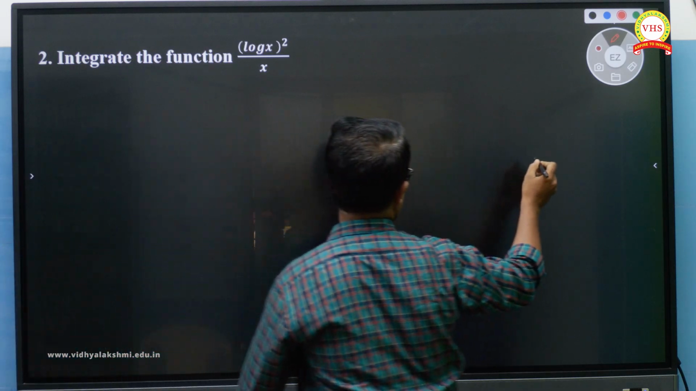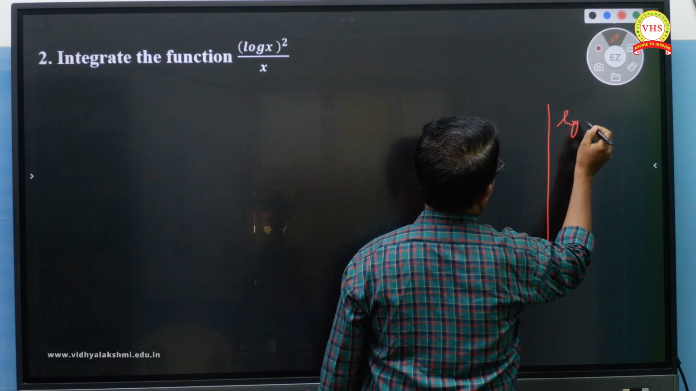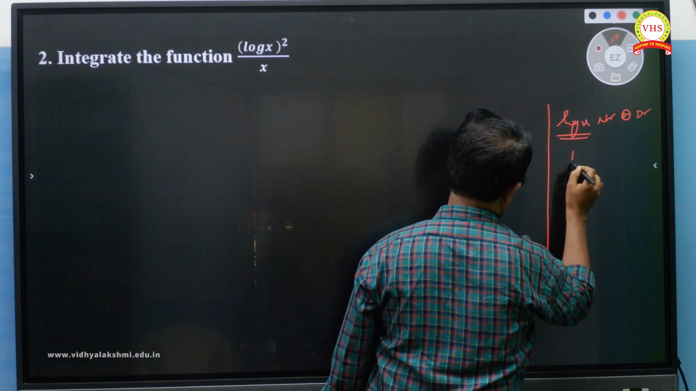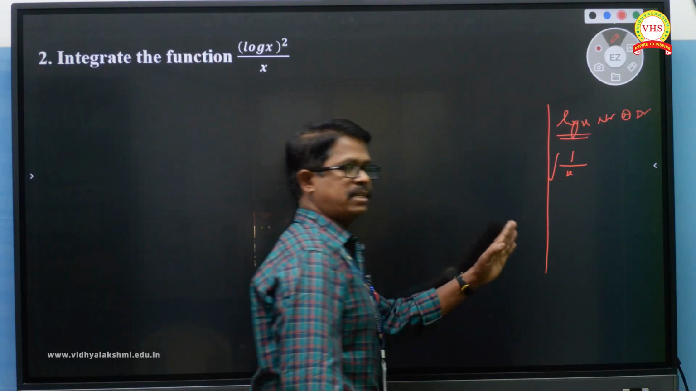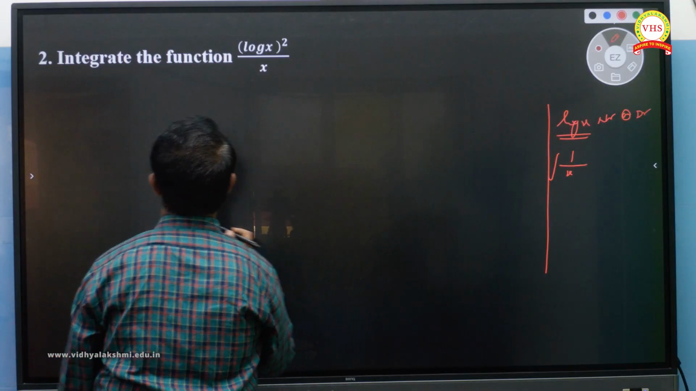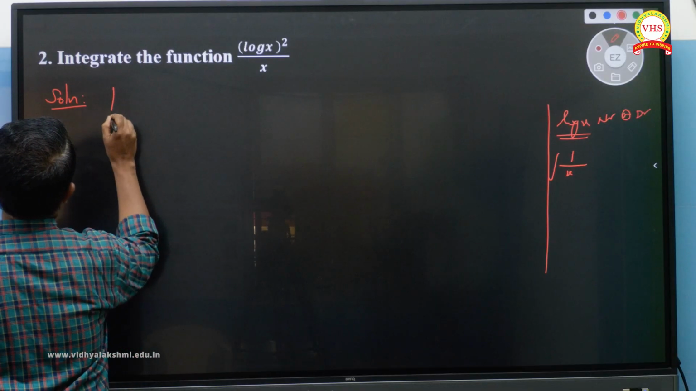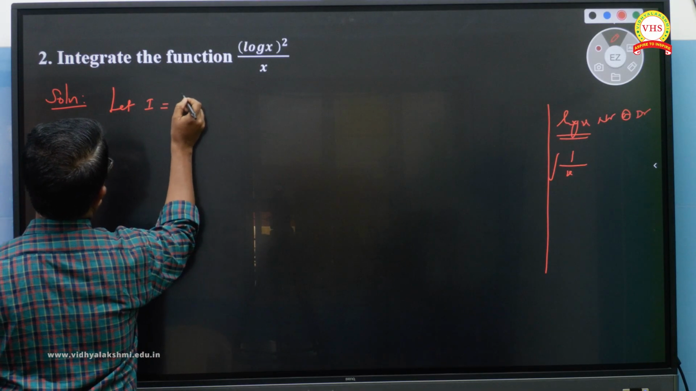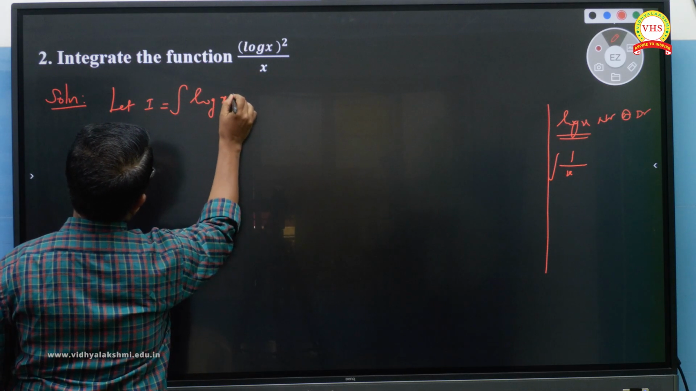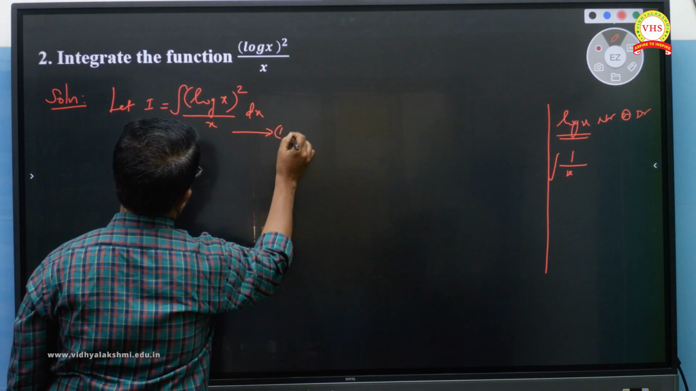When you get the idea here, listen students. When you get any function in terms of log in the integration, whether in the numerator or the denominator, there should be a 1 by x in the integral term. That means we are going to do the sum with log x. Likewise here, we are going to do the solution of the second sum. Let I equal the integral of the given function, log x whole square divided by x dx. We may call this equation number 1.